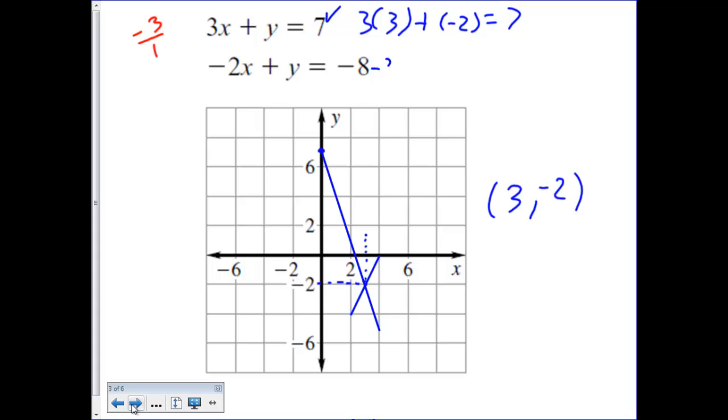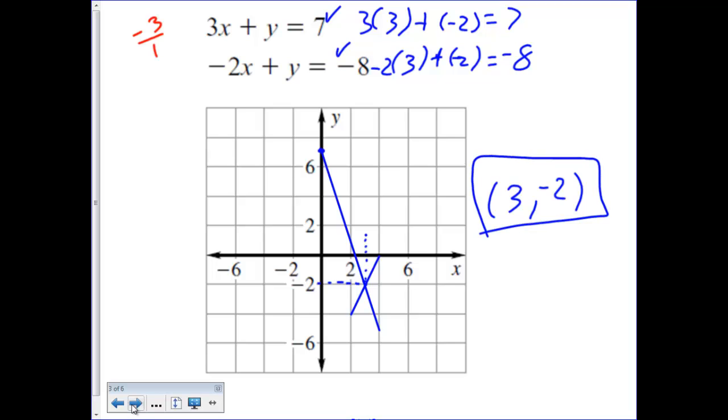And the next one is -2 times 3, and I'm going to add -2 to that. And next question is, does it equal -8? Well, that would be -6 plus -2, so it does equal -8, and it checks out in this one. Therefore, this one is my solution.